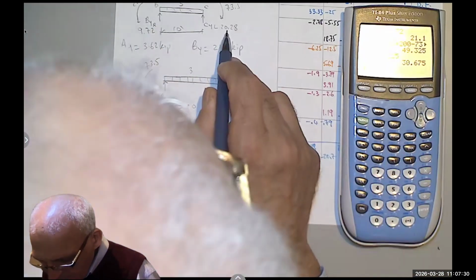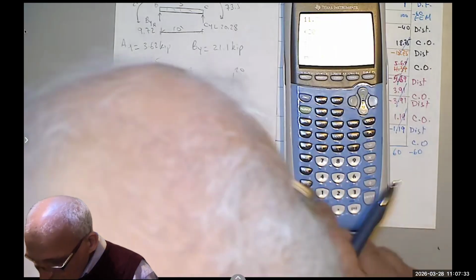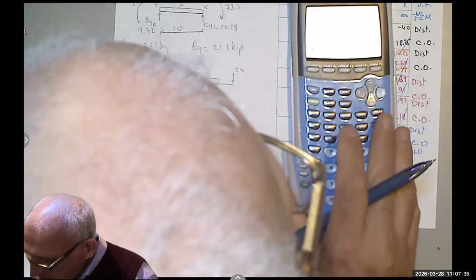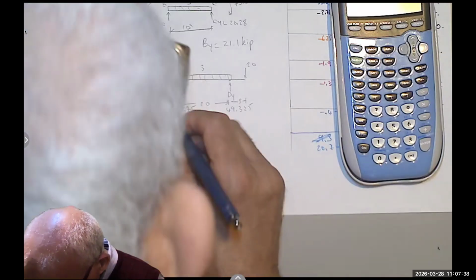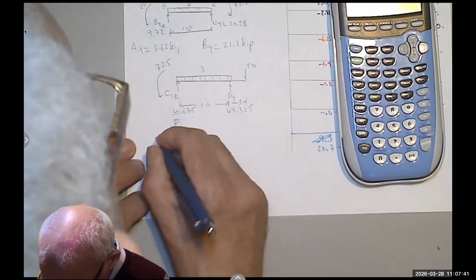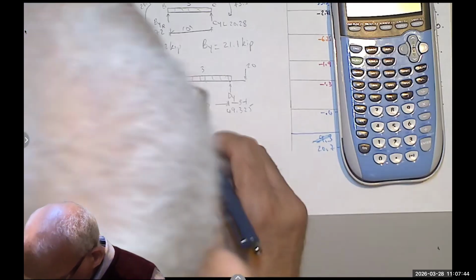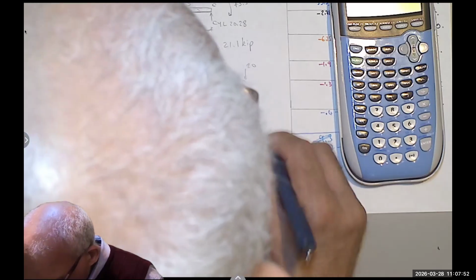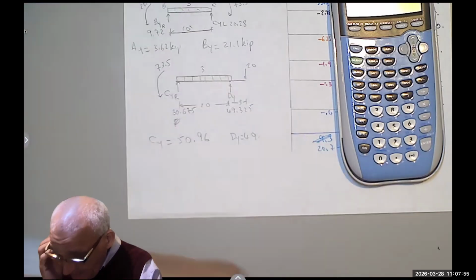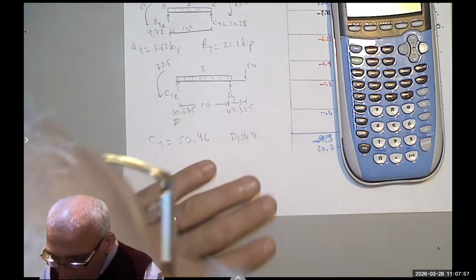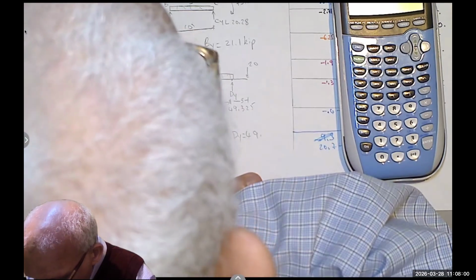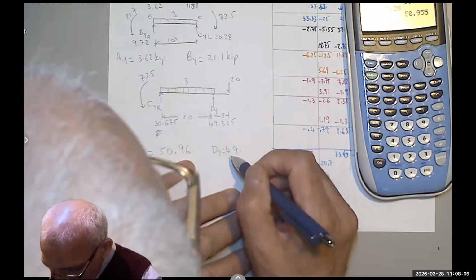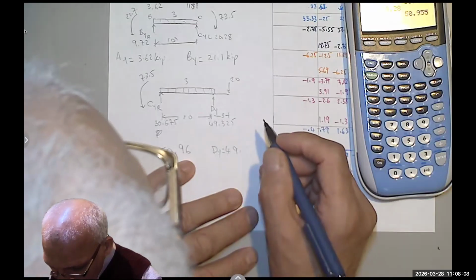If I add that to the CY left, which is 20.28, right? That will give me 50.955. So let's say CY is 50.96, and we can say the D is 49 point. Wait a second, we want to make the sum of the forces exactly equal to the external loads. So we will have to do some approximations, unfortunately.